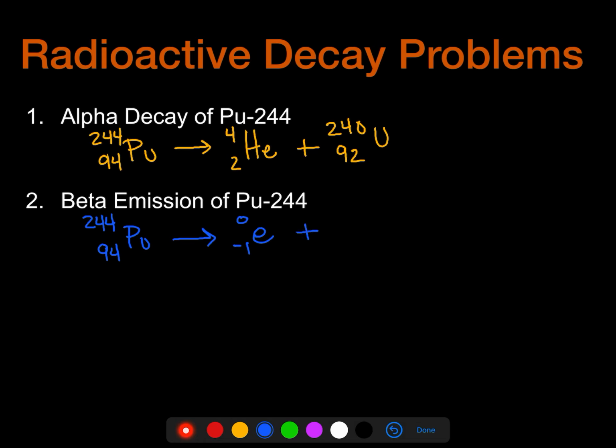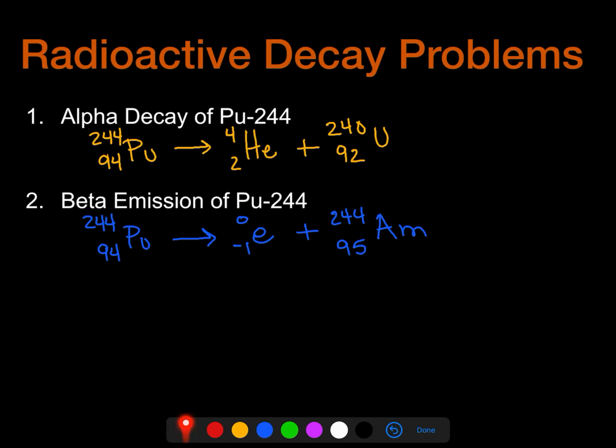And then the new thing, remember, is we have a neutron that becomes a proton. And so we're actually going to increase our atomic number by 1, and it's going to be 95. We didn't change the mass, so it's 244. And 95 on the periodic table is Am for the symbol.